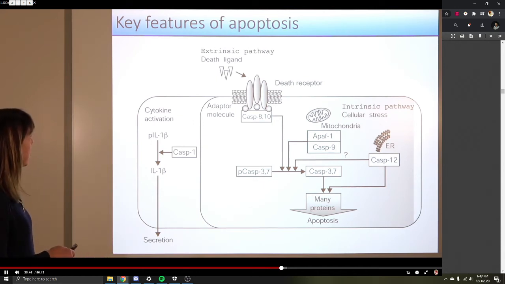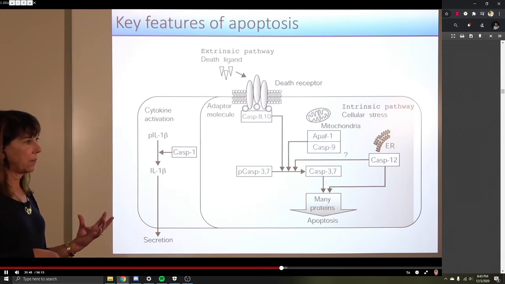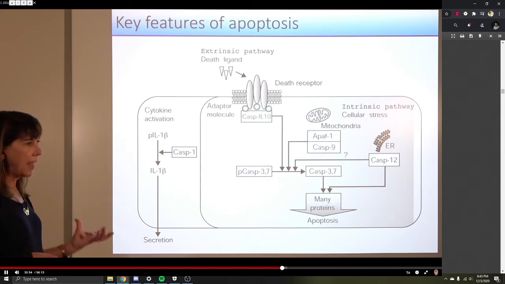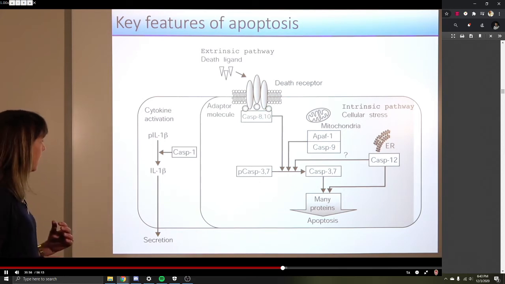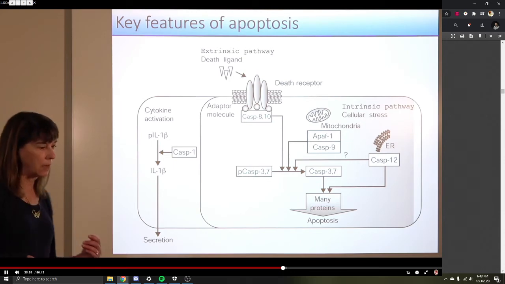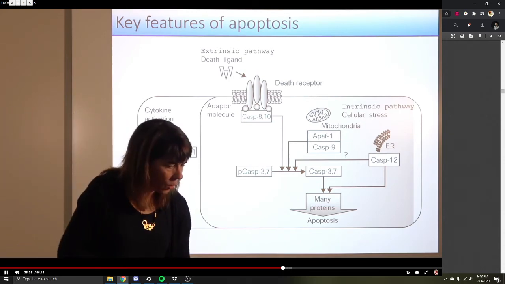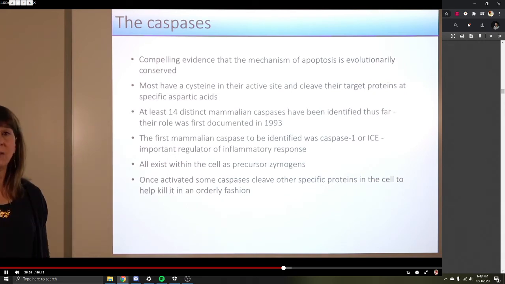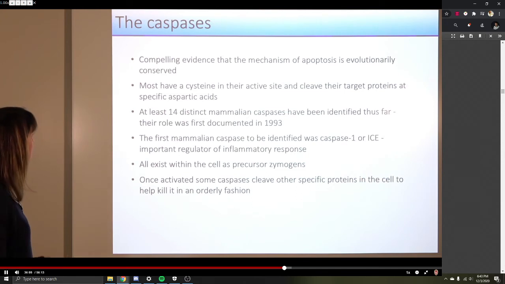In the extrinsic pathway, there's going to be some death ligand or something that comes along, binds to these receptors. There are adapter molecules that recruit these caspases. They get activated, and then they come along and activate caspases 3 and 7. No, you don't have to memorize it. What you do have to know is that programmed cell death depends upon caspases.